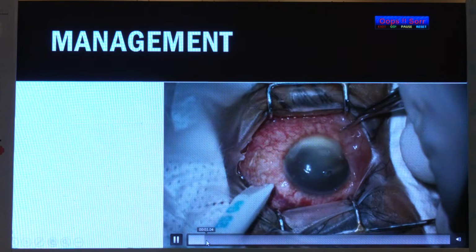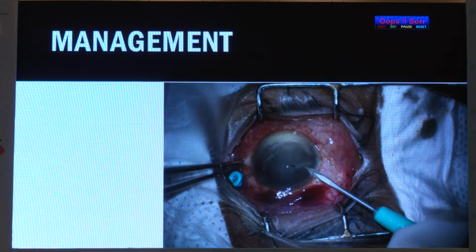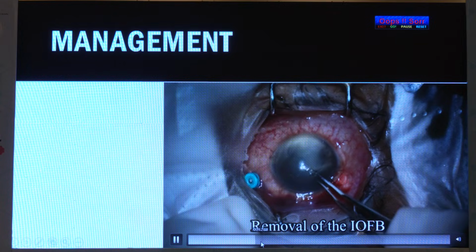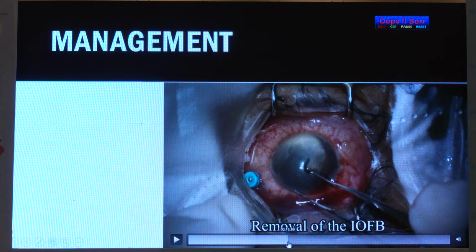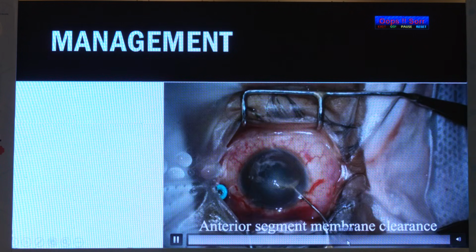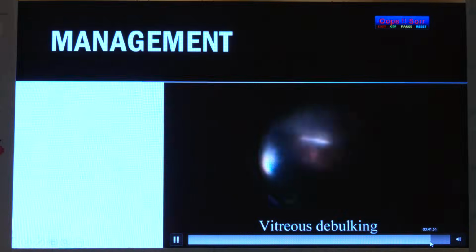segment. The patient was really lucky that the lens was untouched. There was no anterior capsule rupture or anything. We went ahead, we removed the intraocular foreign body from the anterior segment, went ahead and did a primary repair, followed by membrane clearance and debulking.